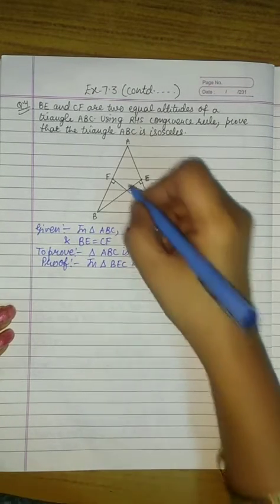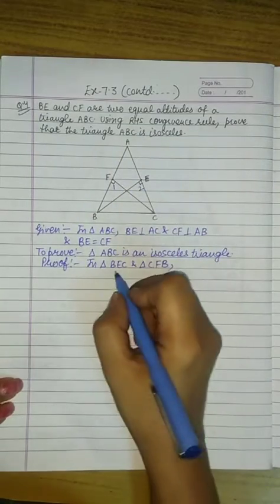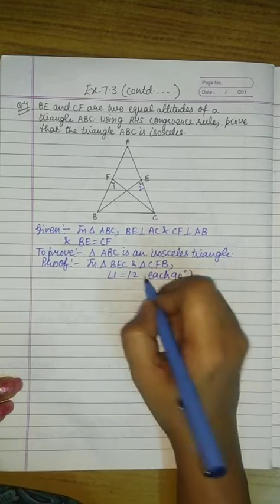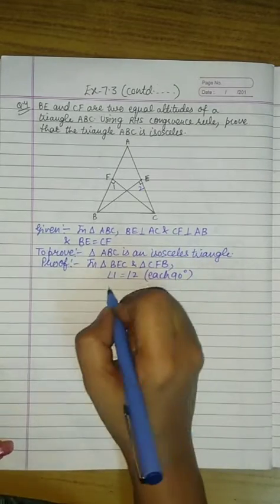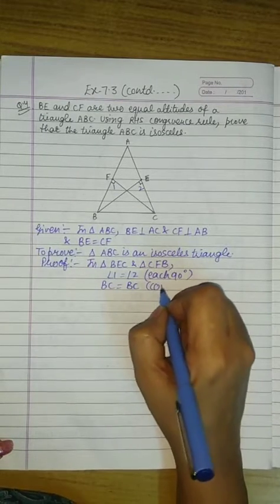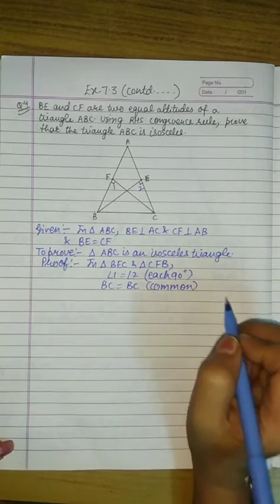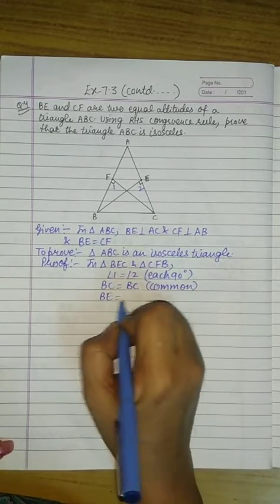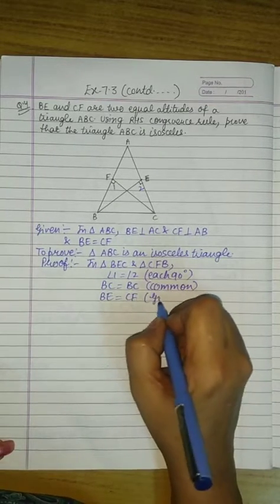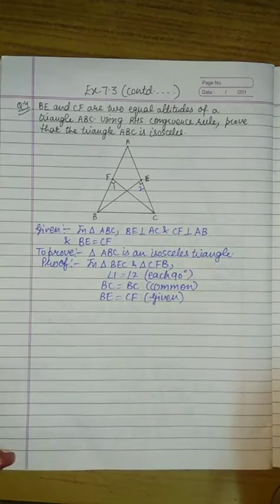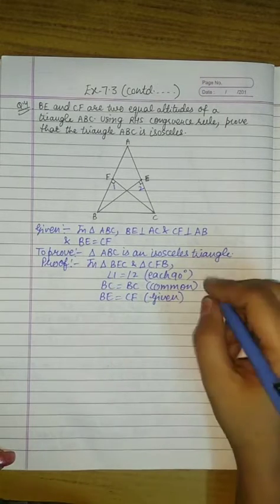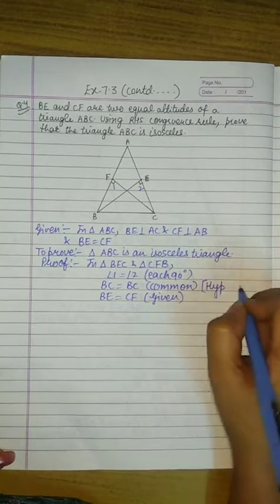Now, in these two triangles, we have angle 1 is equal to angle 2. Both are equal to 90 degrees. It is given to us. So, each 90 degrees. Angle 1 is equal to angle 2. Now, BC side is common to both the triangles. So, we will write BC is equal to BC. That is common. And we are given BE is equal to CF, which is also given in the question, that both the altitudes are equal. Now this side BC, which is common to both the triangles, is actually the hypotenuse of both the triangles.